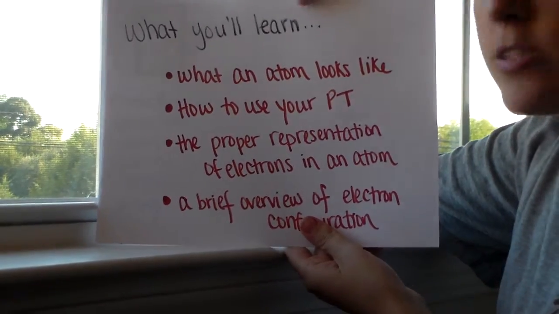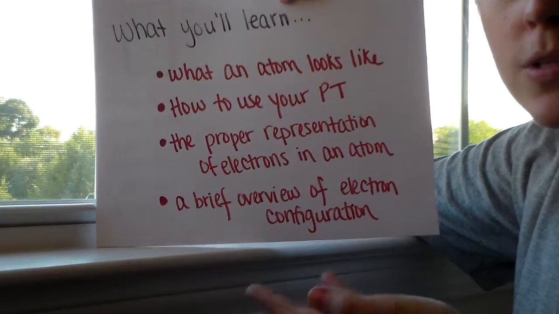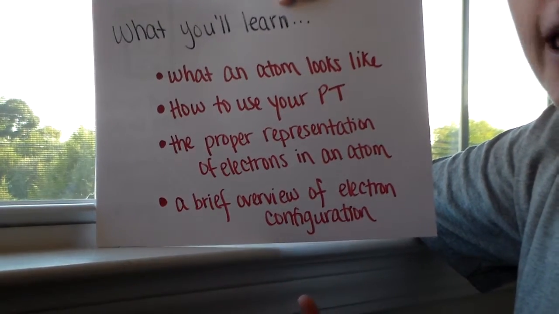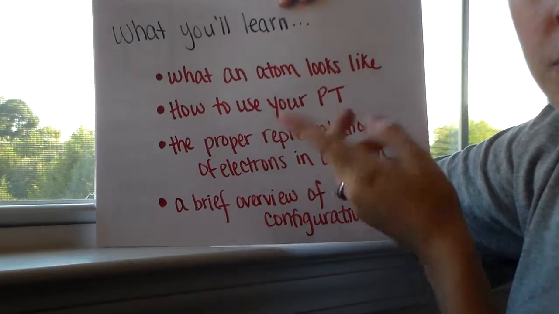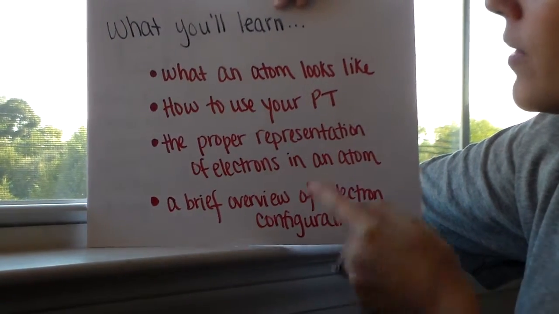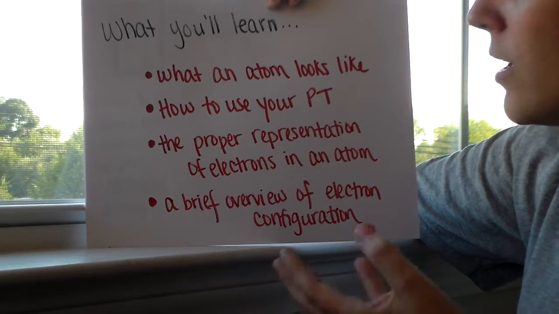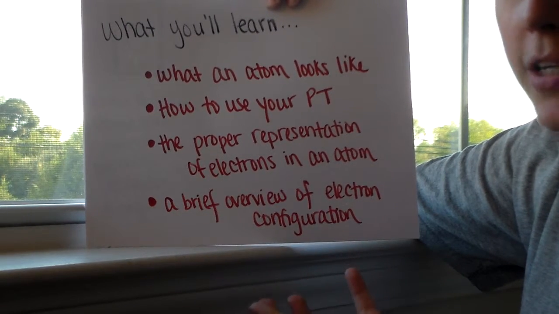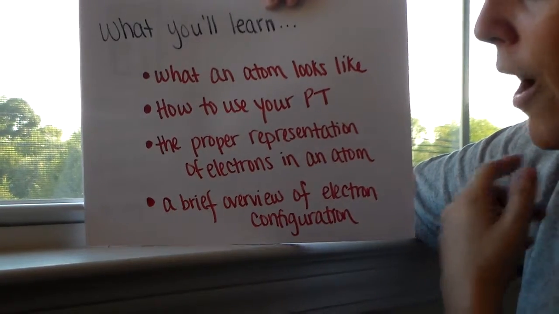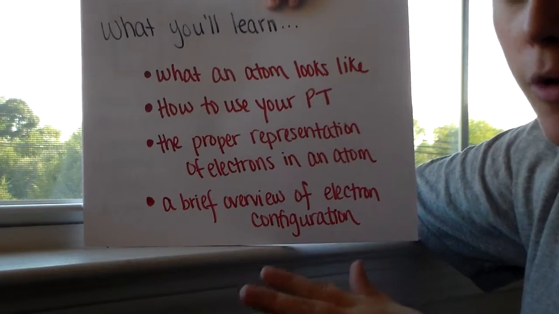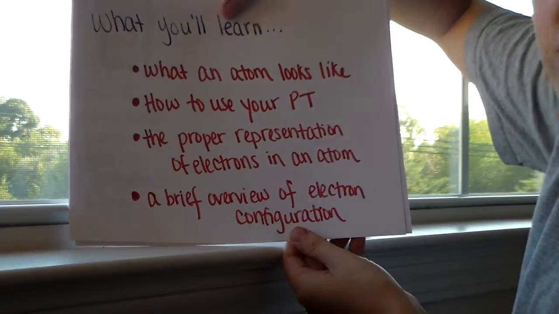What you're going to get out of this lesson, hopefully, are four things. The first one is what an atom looks like. You have to know how many protons, neutrons, how many rings, and how to draw it. You're going to have to get this information off your periodic table, so I'm going to show you how to easily do that. You're going to look at the proper representation of electrons in an element. It's really important to understand how the electrons are acting because it's going to help us in the next lesson. And then to go along with that, we're going to go through a brief overview of electron configuration, because again, we want to know what the electrons are doing.